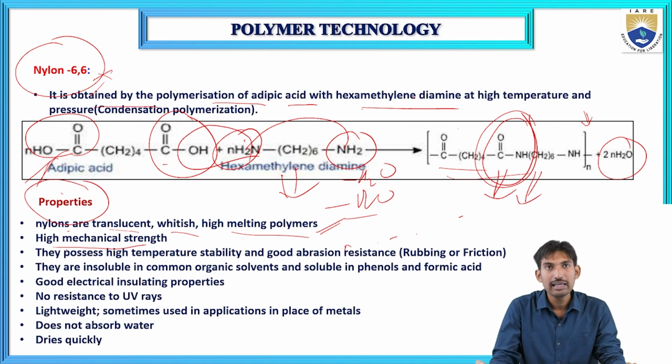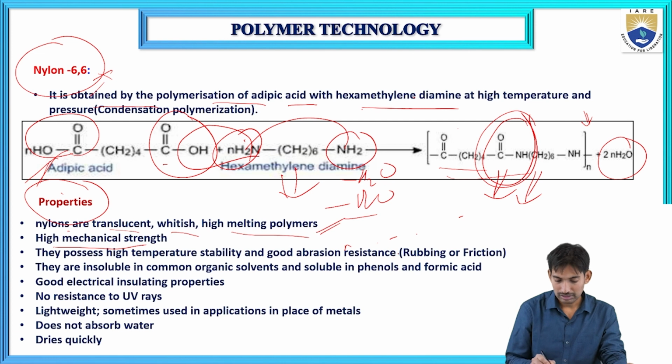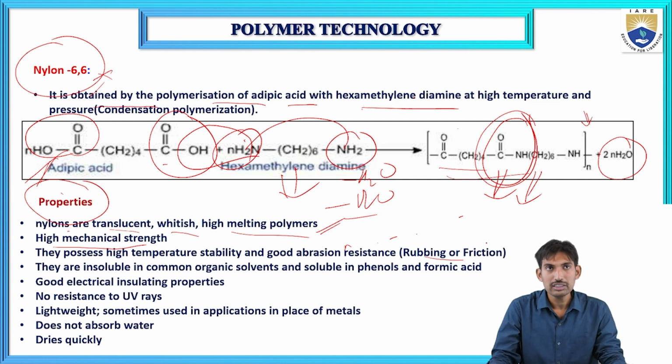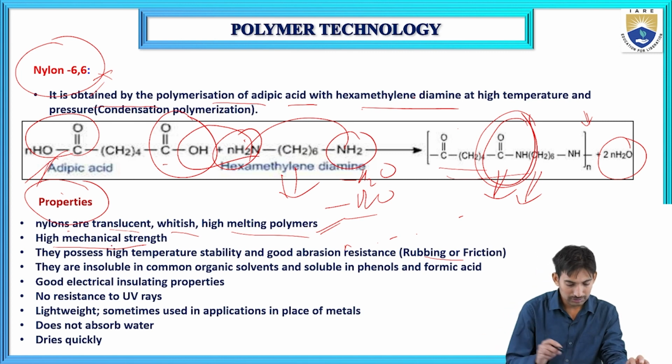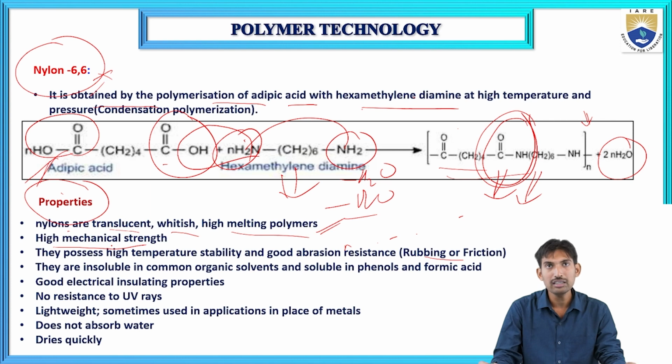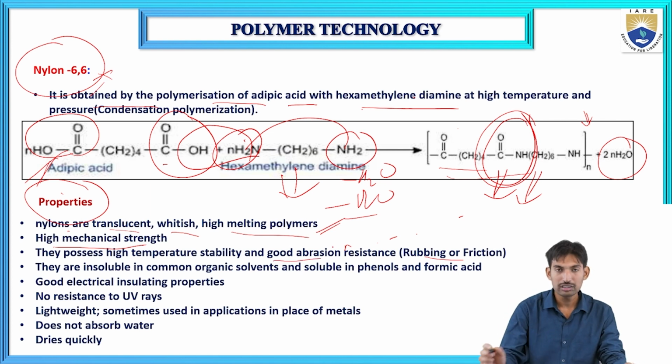They possess high temperature stability and good abrasion resistance. Abrasion means rubbing or friction. Nylon 6,6 possesses high temperature stability; at high temperature, it acts as stable. That's why it possesses high temperature stability and good abrasion resistance.